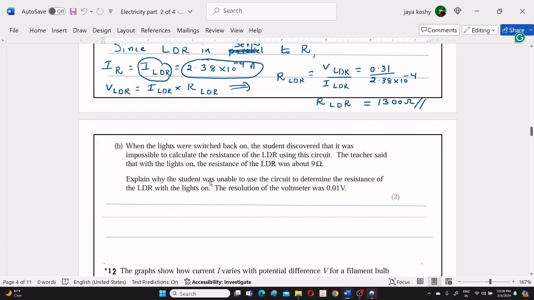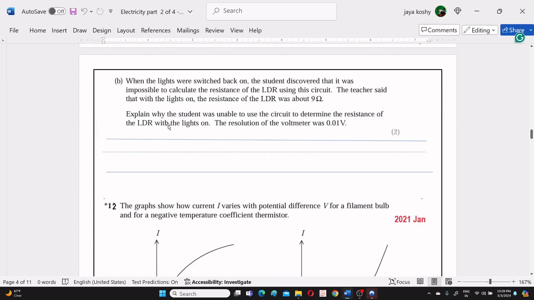Now let's move on to the next part of the question. When the lights were switched back on, the student discovered that it was impossible to calculate the resistance of the LDR using the circuit. The teacher said that with the lights on, the resistance of the LDR was about 9 ohms. The question is, explain why the student was unable to use the circuit to determine the resistance of the LDR with the lights on. And the resolution of the voltmeter was 0.01. So here, when the lights are on, the LDR resistance is 9 ohms.